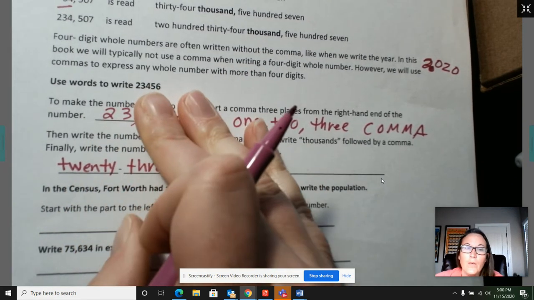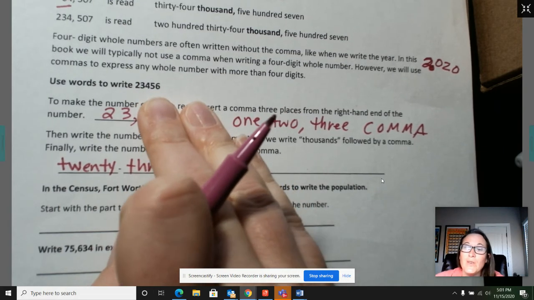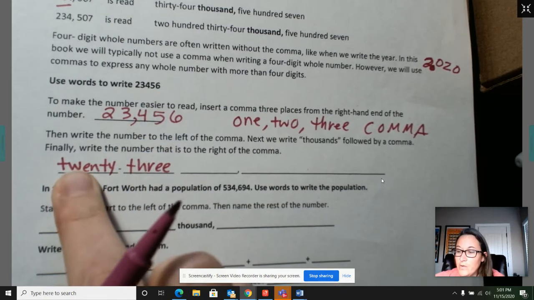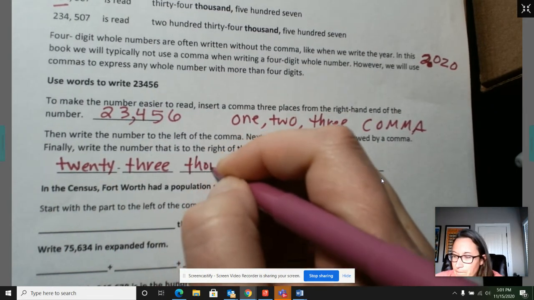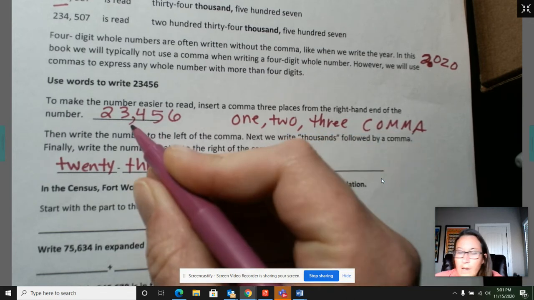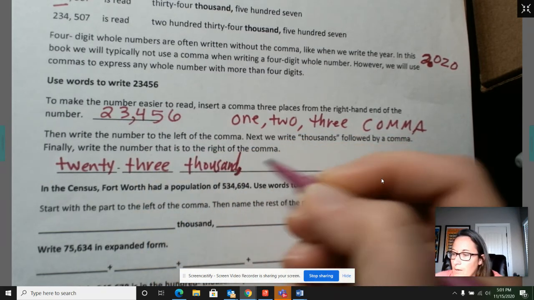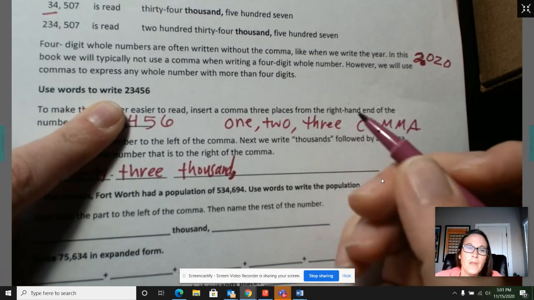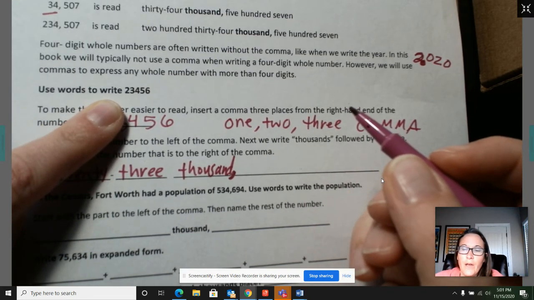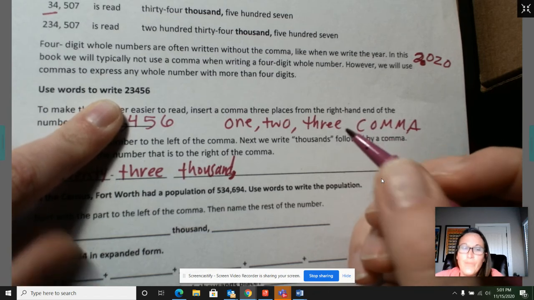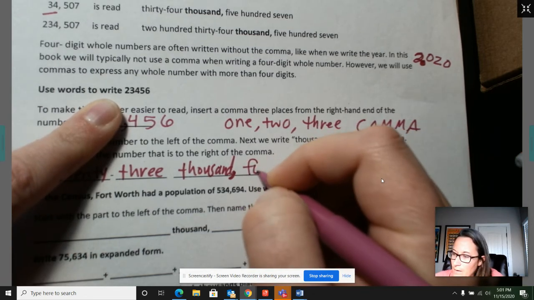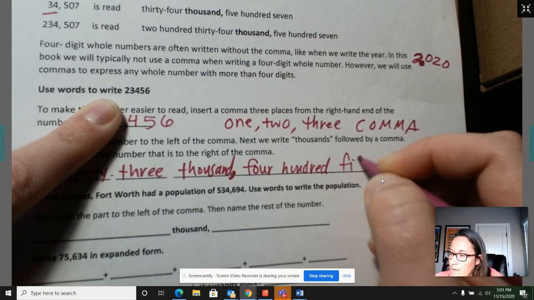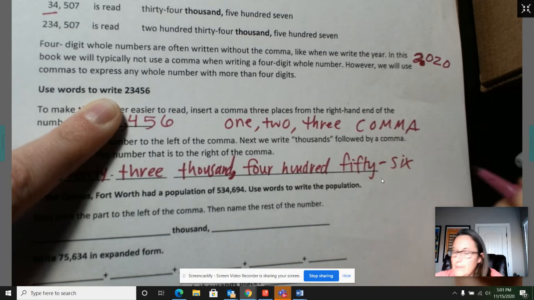All right, so now that we have the comma, we know that's our first comma, so it's our thousands comma. So I'm going to write 23,000. You have a comma in your number. You also have a comma in your word. 23,000, and then I'm going to cover this side up. How would you read 4, 5, 6? 456.